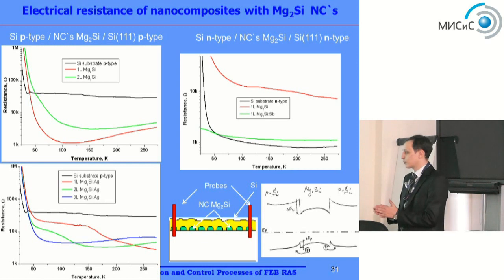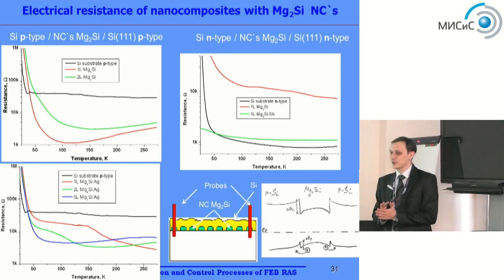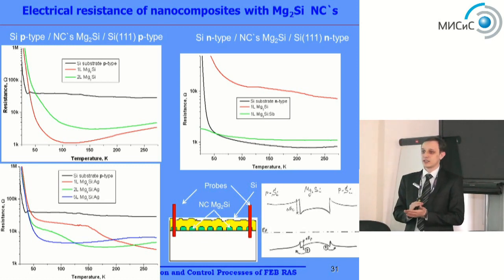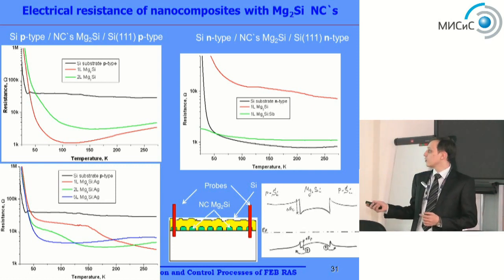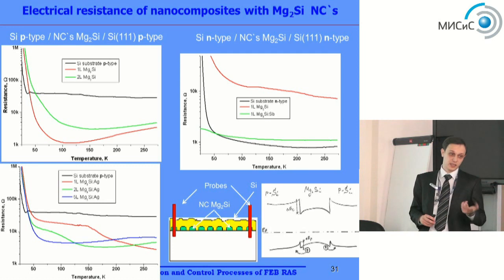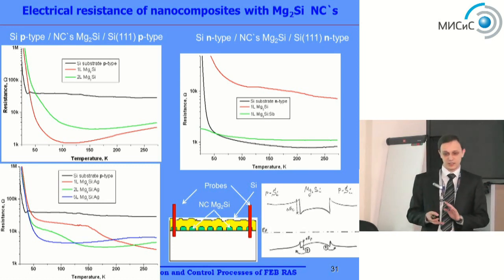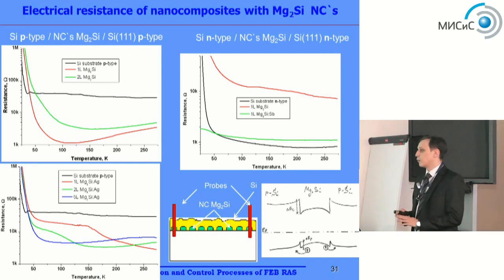powder metallurgy, unfortunately, usually magnesium silicide is N-type. It's difficult between preparation.